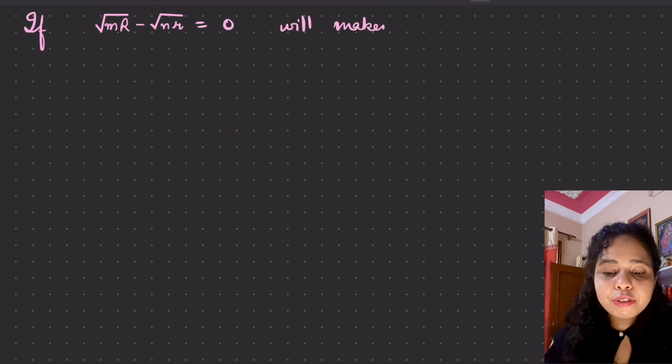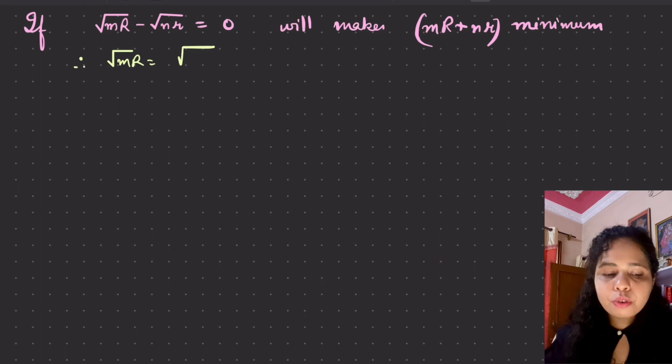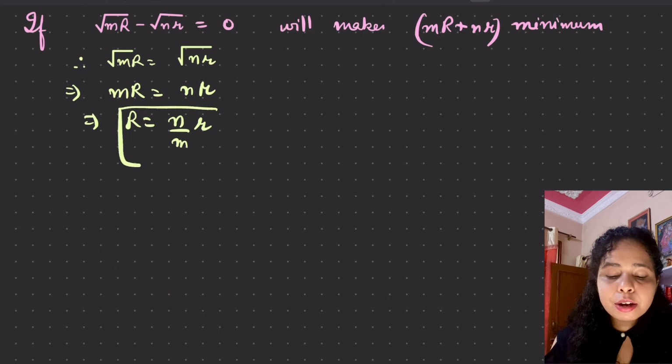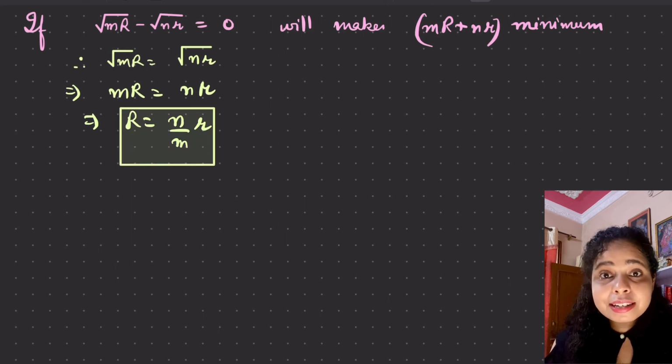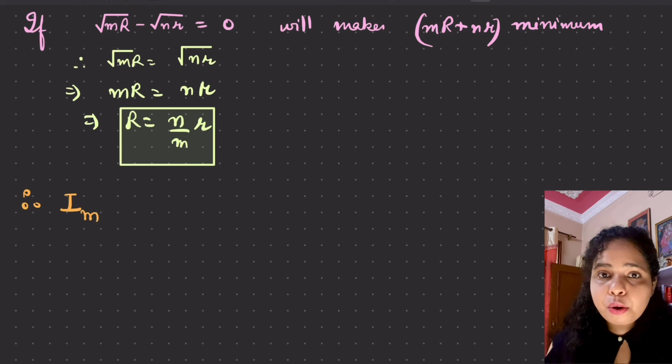That means this equation can be minimum if under root of mR minus under root of nr is equal to 0. That means under root of mR is equal to under root of nr. That means mR is equal to nr, or capital R is equal to n upon m into small r. That means I will become maximum if mR plus nr will become minimum. That is when external resistance capital R is equal to n upon m times the internal resistance of a cell.